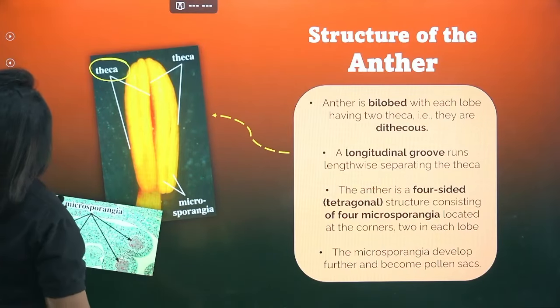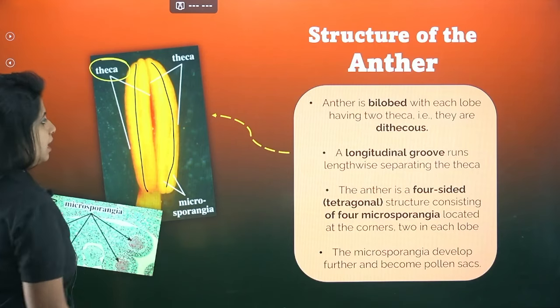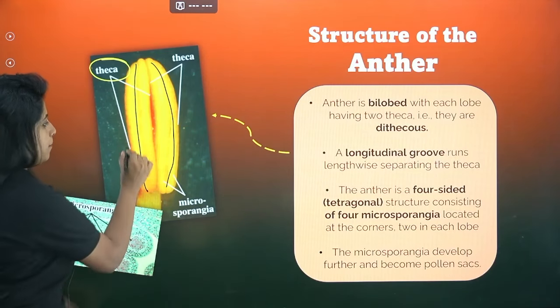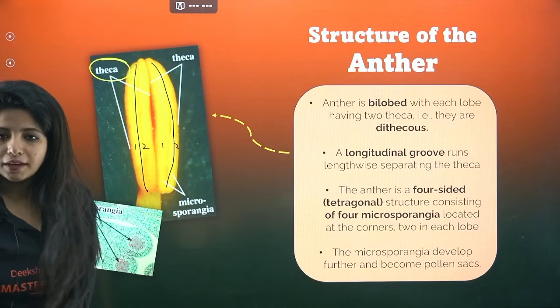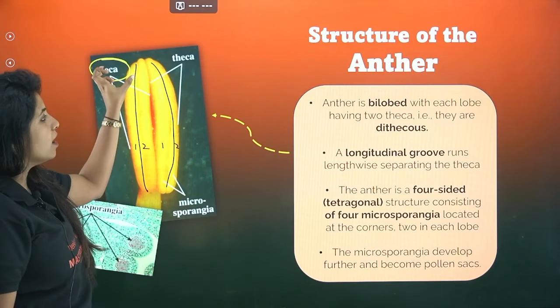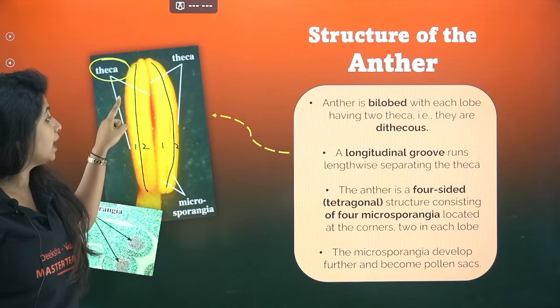What do you call this? Theca. So for those of you who are not able to see this, I am going to make it something like this. This is one part, this is the second part, this is one part, and this is going to be the second part. What do you call this? Theca. So one lobe has how many theca? It has two theca. One theca, second theca.